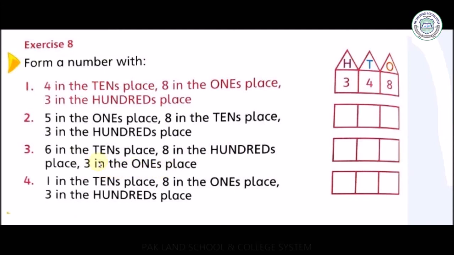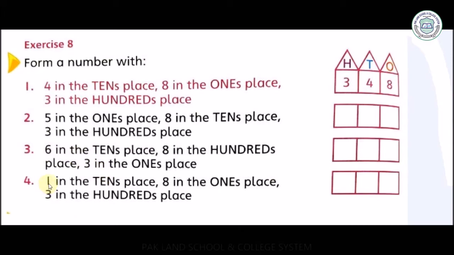The next example we have 6 in the tens place, 8 in the hundreds place, and the 3 in the ones place. So first we have to write 6 in the tens place. 6 we will write here, and the 8 will be written in the hundred place. So we write 8 in the hundreds column, and the 3 in the ones place. So it will be 836.